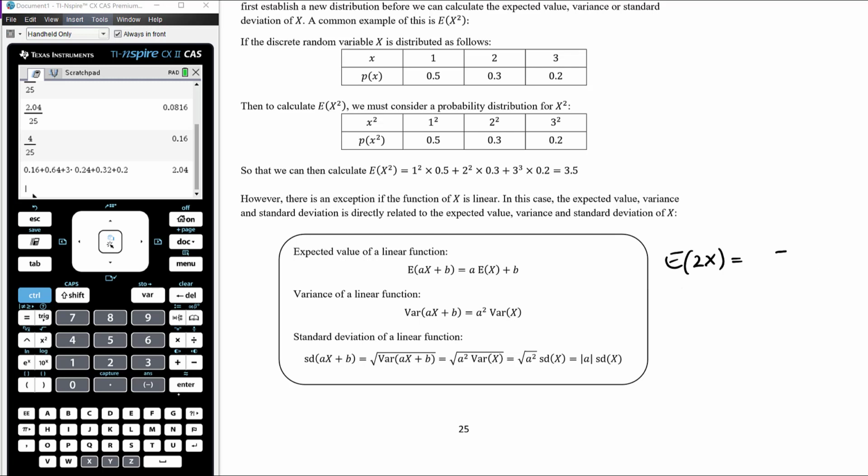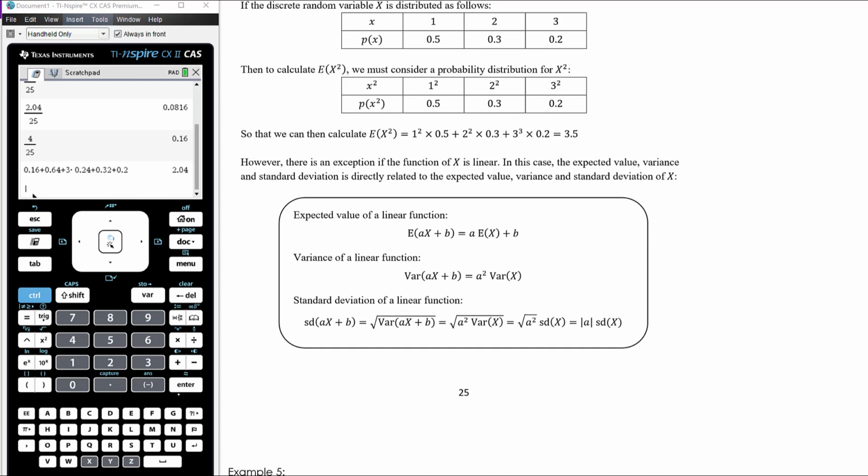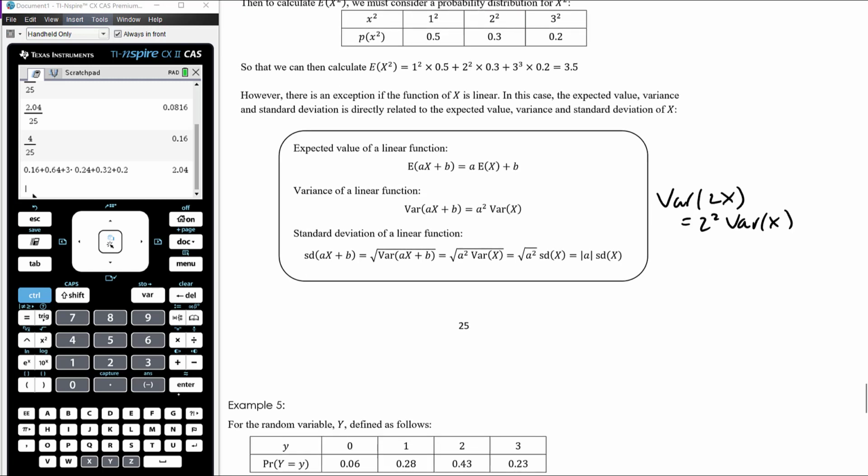The variance is going to be... usually I would deal with why this happens a bit, but I don't think these are going to come up, so I'm not going to worry about it this year. The variance of a linear expression ax plus b is simply a squared times the variance of the original variable. So the variance of 2x would simply be 2 squared times the variance of x, so 4 times the variance of x. The squaring is happening because of the squaring process in the variance calculation.